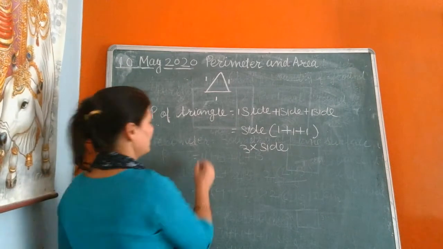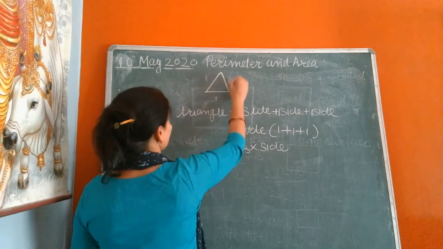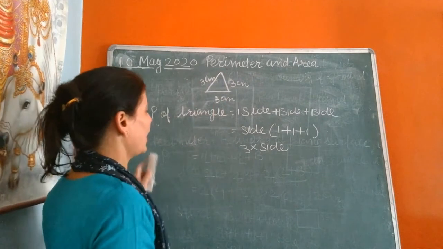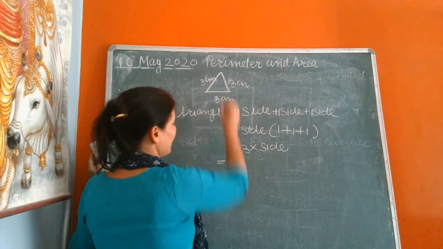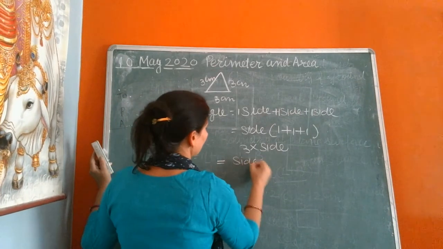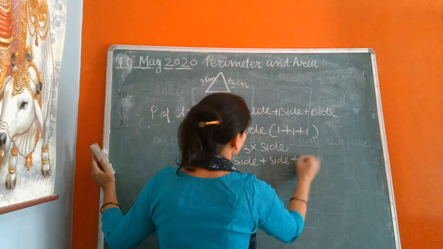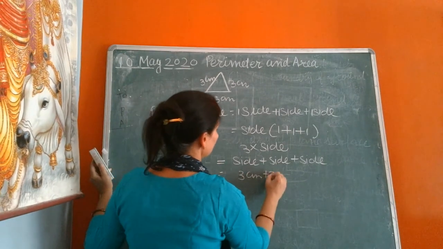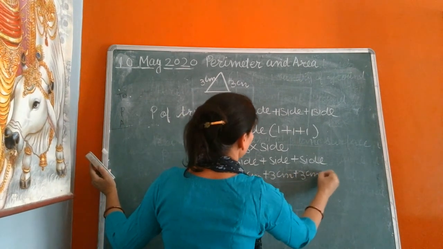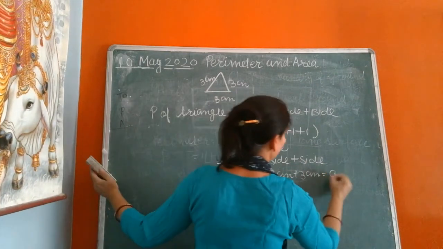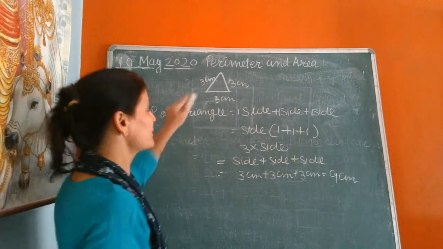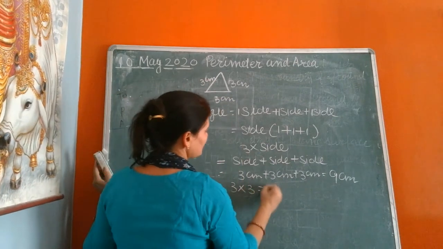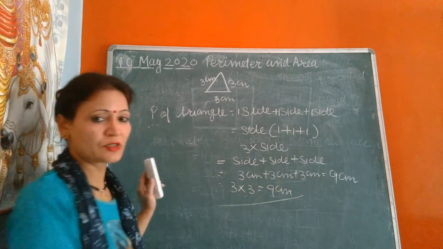Now take one example. If a triangle has 3 centimeter sides, 3 is this and 3 is this. So, side plus side plus side. Side 3 centimeter plus 3 centimeter plus 3 centimeter. How many? 3, 3, 6, 6 plus 3, 9 centimeter is the perimeter of this triangle. We can write it also as 3 into side. Side is 3. 3 threes are 9 centimeter. We can apply this formula also.